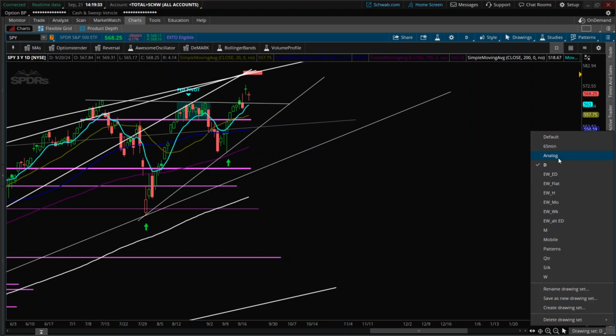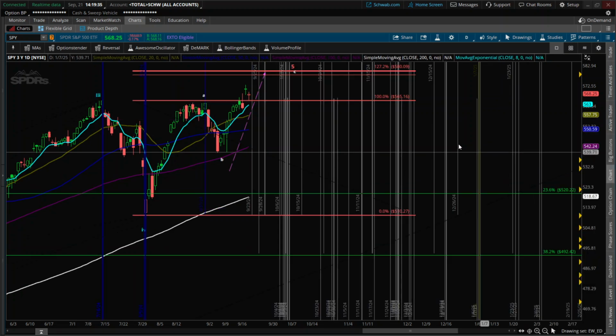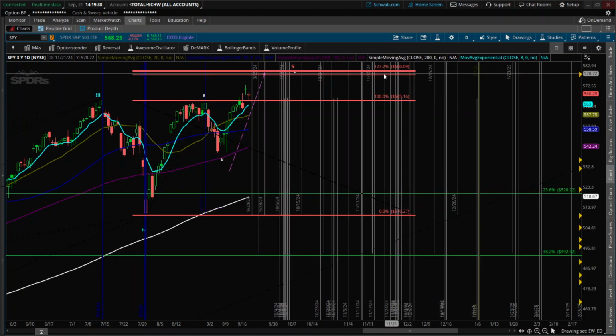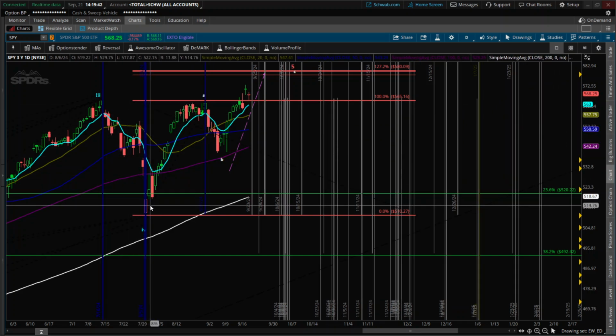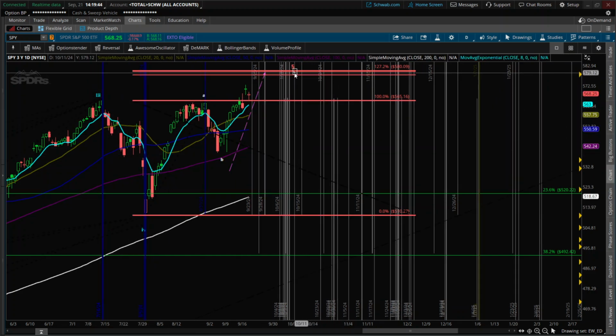Now looking at our targets here, just like we did for the 2021 correction, we have this smaller correction here. And we take our retracements. Our first major retracement is the 127.2, and that's the 580. So that's where I get that target from.